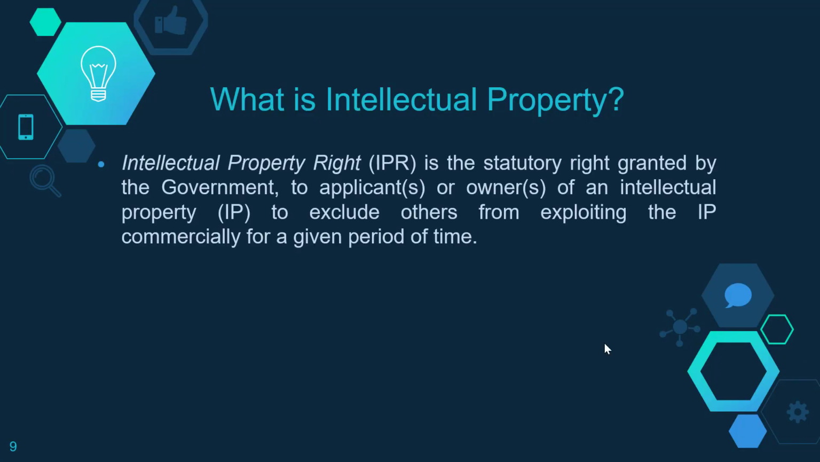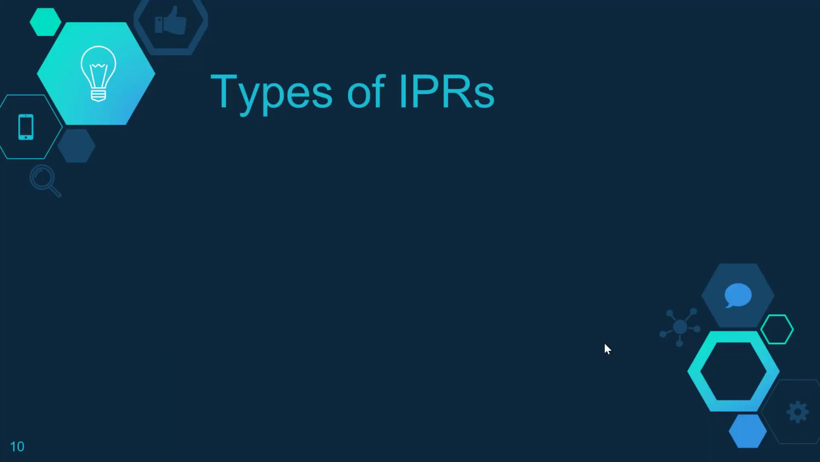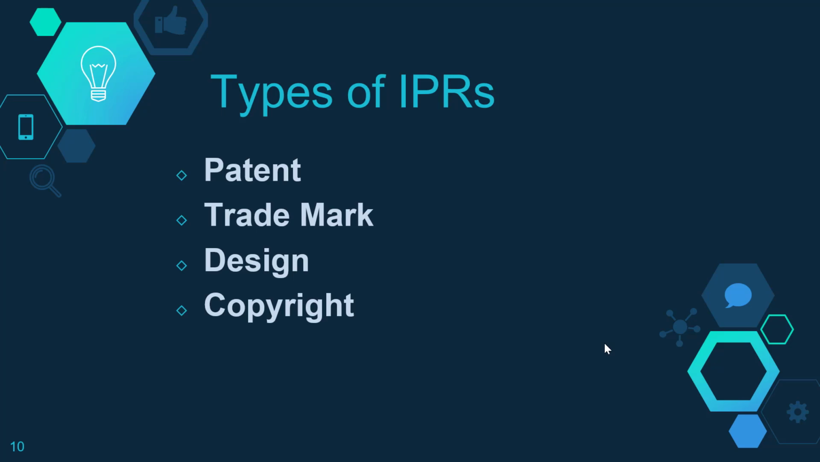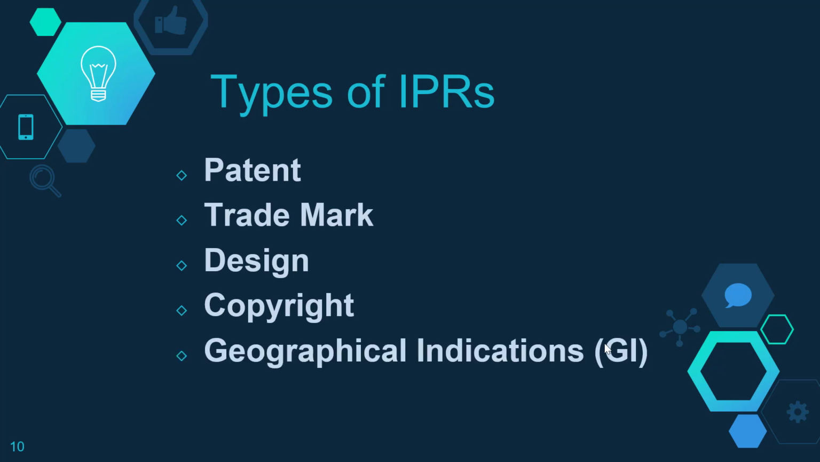What are intellectual property rights? Intellectual property rights are the statutory right granted by the government to the applicant or applicants or owner or owners of an intellectual property to exclude others from exploiting the intellectual property commercially for a given period of time. Here are some types of intellectual property which we are going to see. Number one is a patent. Number two is a trademark. Number three is design, copyrights, and geographical indications.